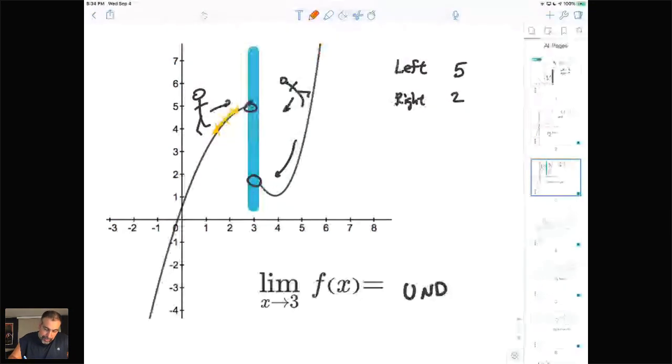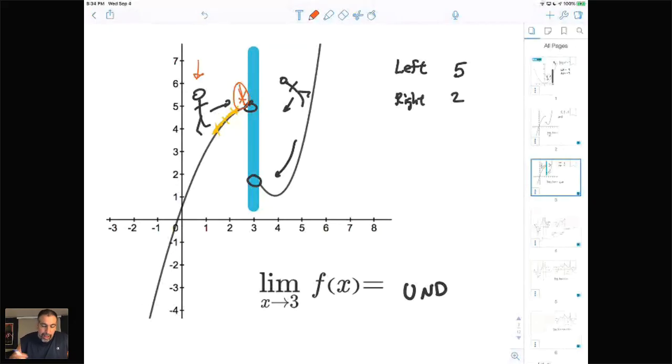Our guy here, coming from the left, is walking, following the path, and his job is simple: walk until his x value is 3, and then figure out what his y value is. But because it's a limit, we don't want to actually get to the value of 3. We want to stop just short of 3. So as he gets closer and closer to the x value 3, you can see his y values are getting closer and closer to 5. He's going 4.5, 4.9, probably 4.99, 4.999, and he's going to stop just short of getting to 3.